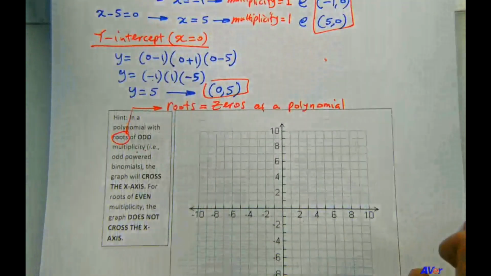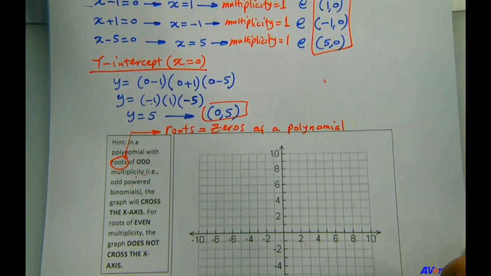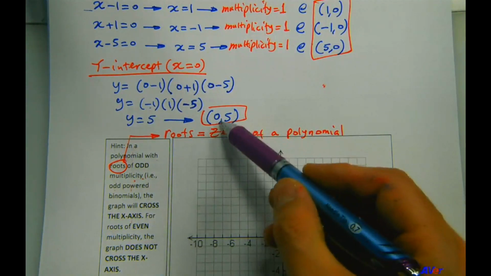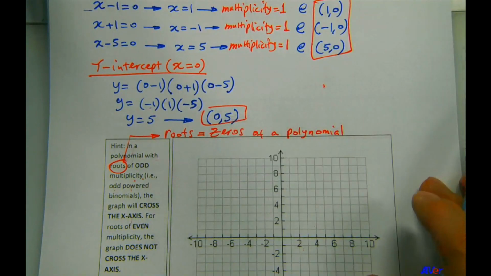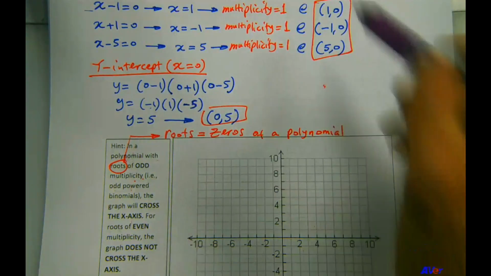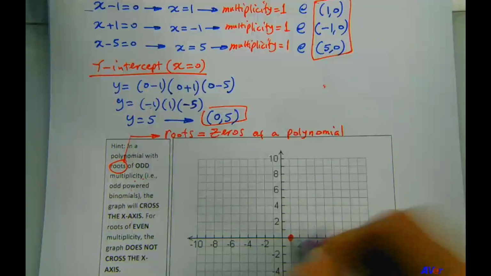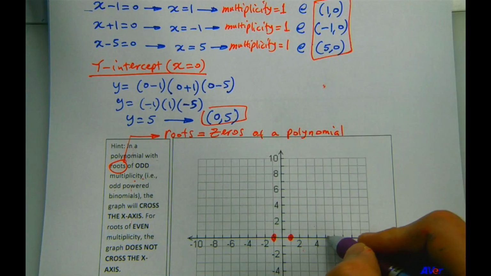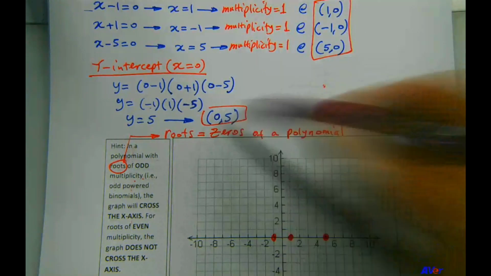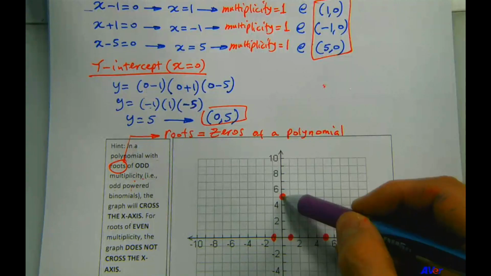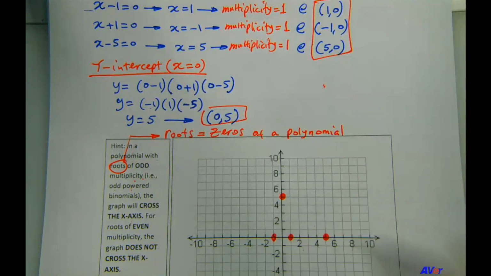Can I put this so you can see them? Well, no, actually I can't. So I think I'm going to put the page like that so you can see everything. So 1, 0 would be here. -1, 0 would be here. 5, 0 would be here. And 0, 5 would be here. Okay? So these are all the points where the graph of this polynomial has to cross.